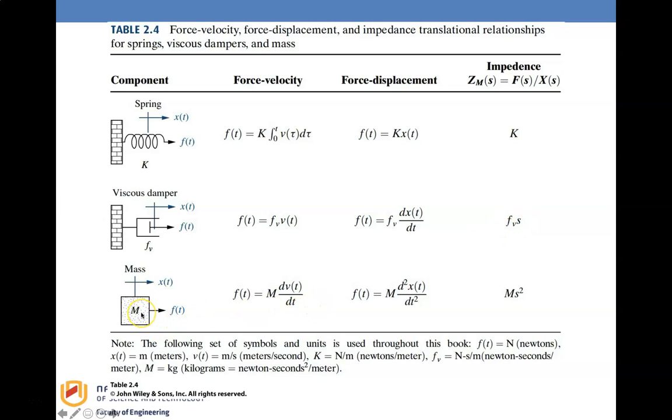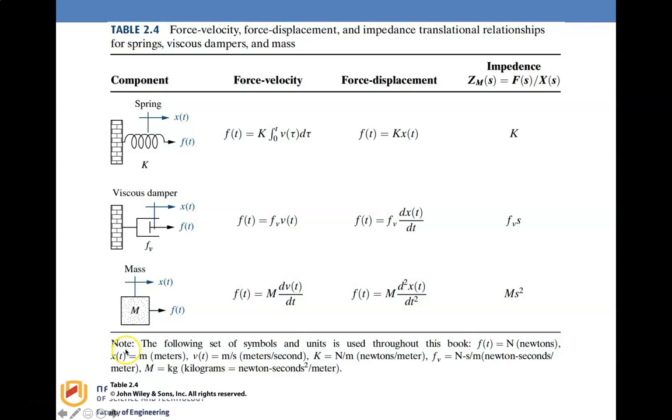Then you have the mass relationship, and here again you have the reference point for the extension, and you apply your force. So in this case, F equals m dv/dt, which is your force velocity relationship, where dv/dt is acceleration. So this is ma. And then if you have the force displacement relationship, which means you want to replace your dv using displacement, it is m d squared x over dt squared. And for the mass, the impedance is ms squared.